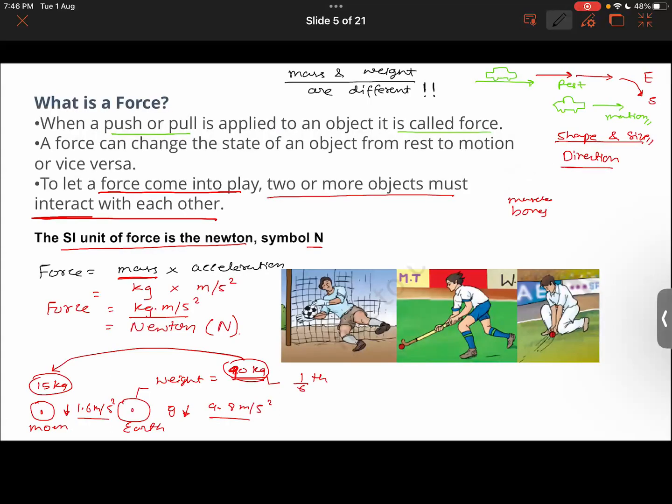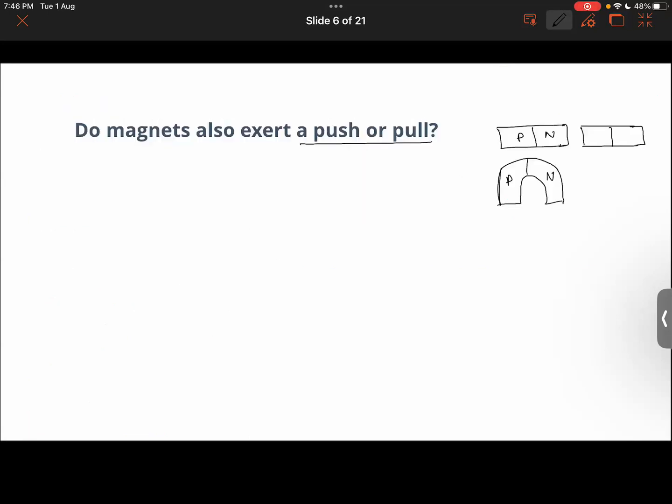We have just begun the chapter moments ago. We were basically talking about force. So we were talking about whether magnets also exert a push or pull.